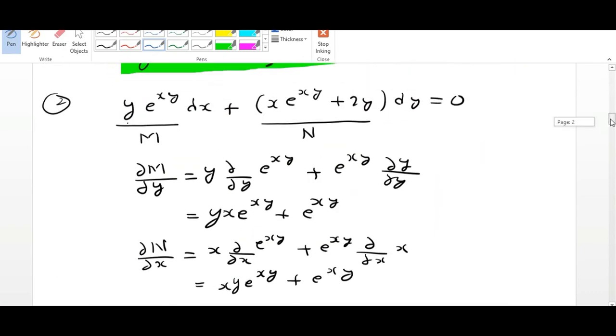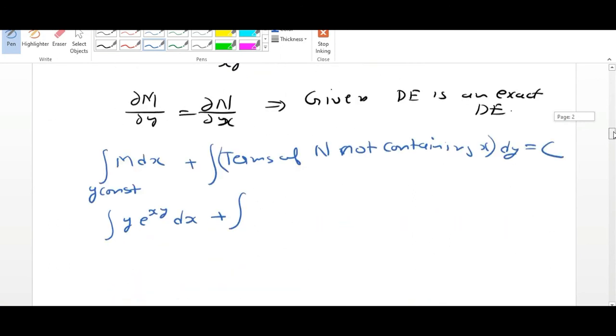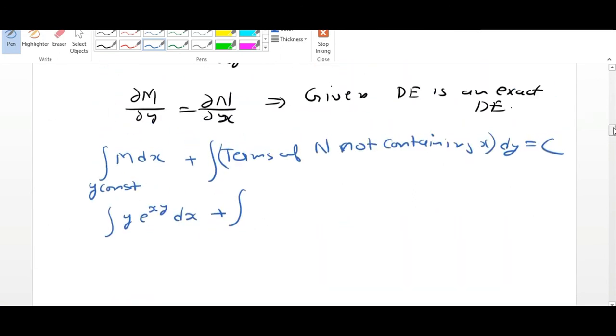So if we see the first term, यहाँ पर x है, दो बारी x आ रहा है. But in the second term, x does not appear. So the terms of N not containing x will be 2y into dy equal to some constant c.